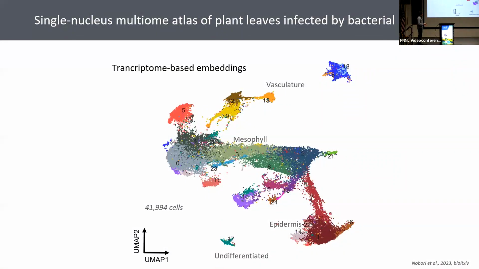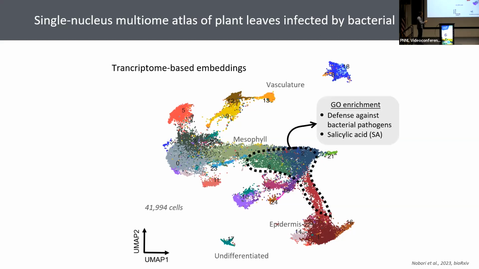Okay, so here's the UMAP summarizing all the cells profiled in this study, across all those different conditions. Here the clustering was done based only on the transcriptome data. Based on marker gene expression, we could identify major cell types like vasculature, mesophyll, epidermis, and so on. And by looking at what kinds of genes are expressed in each cluster, we could see some clusters are enriched with defense-related genes. So we could capture certain immune states, immune active cells and non-active cells and so on.